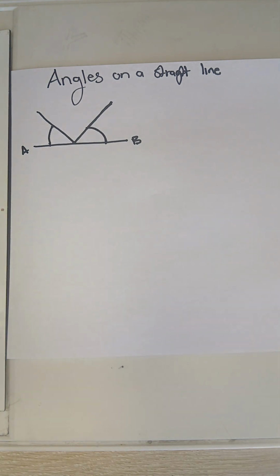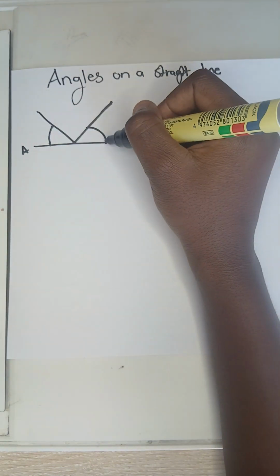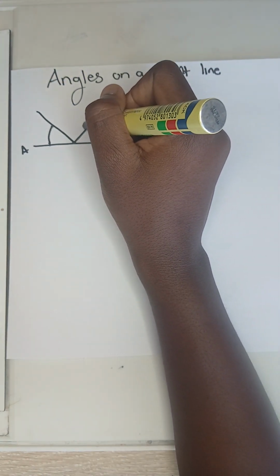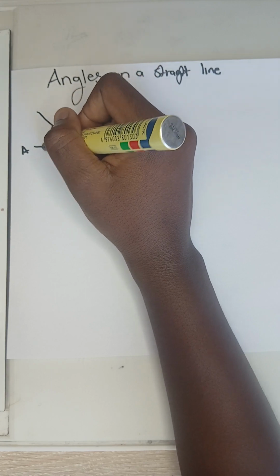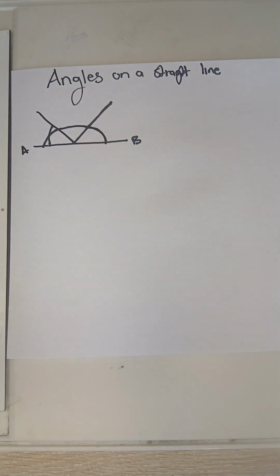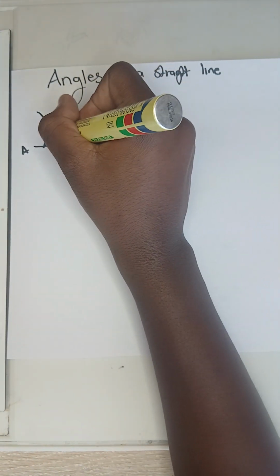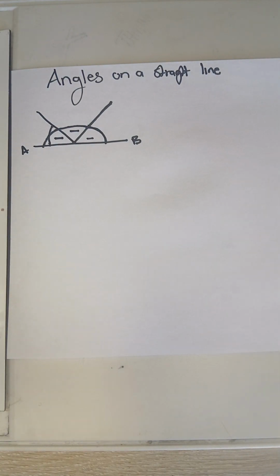So when we say angles on a straight line add up to 180, we mean that this angle from here to here, they add up to 180, which means this angle over here plus this angle plus this angle, when I add them, they must give me 180 all the time. That is what we mean.